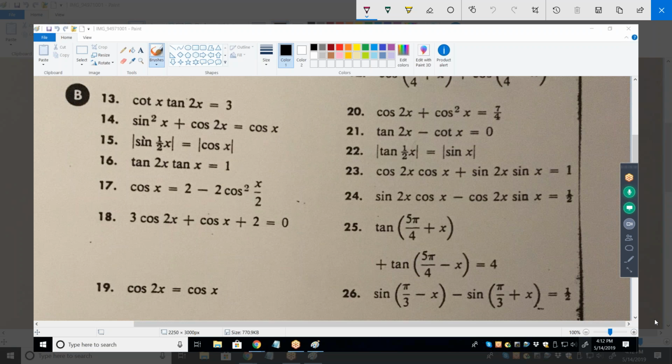It looks like, would we be able to cancel out the tan and cotan? No, because the tan is of 2x and the cotan is of x. That's right. So let's start with the identity for that. We're almost certainly going to need the double angle identity.